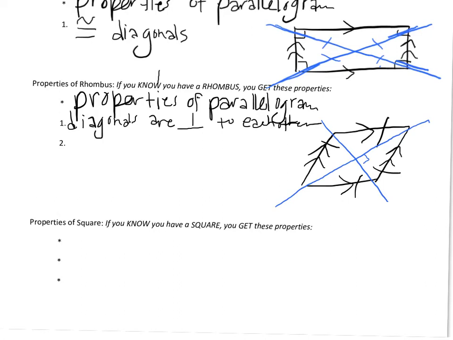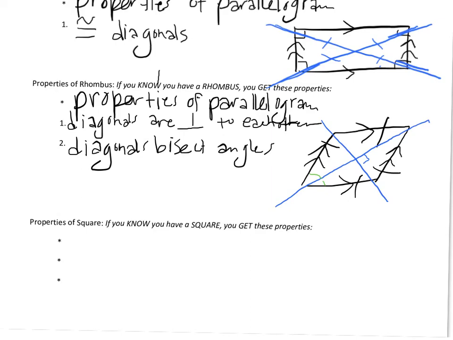And then another property we have for a rhombus is that the diagonals also bisect the angles. So that's to say that this is equal to that. And that's the same in all 4 corners.